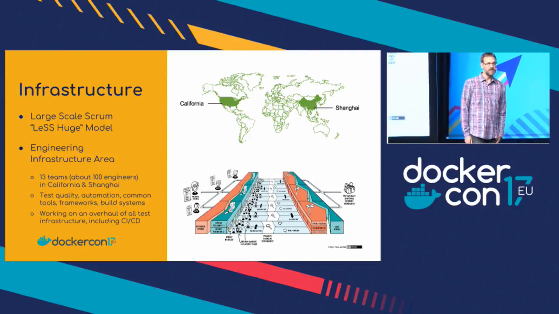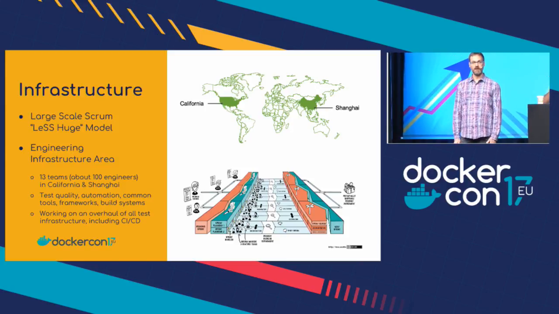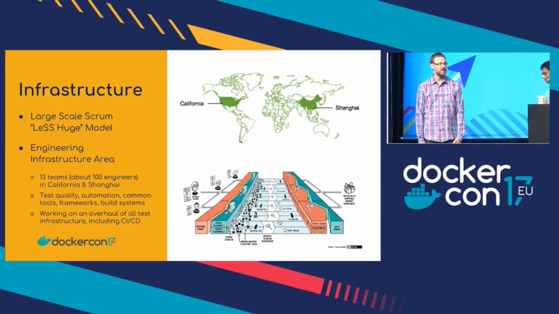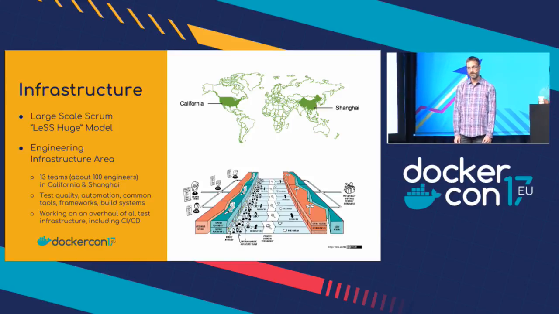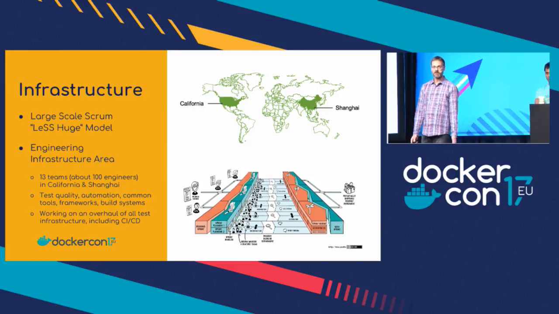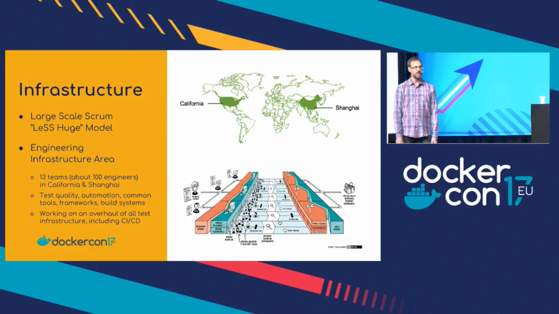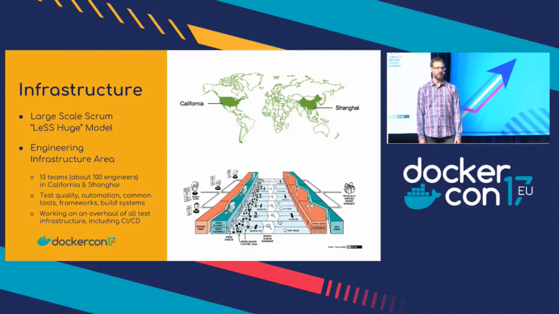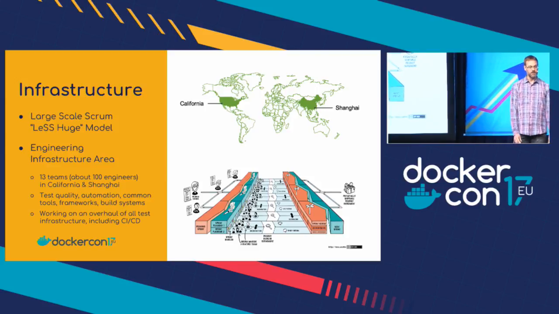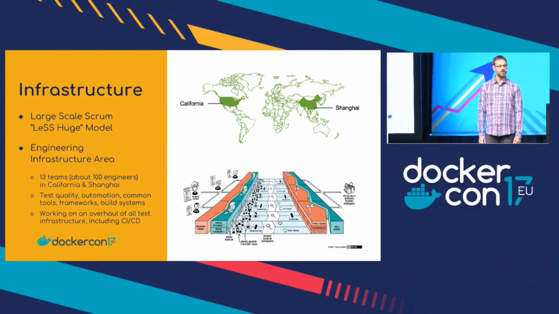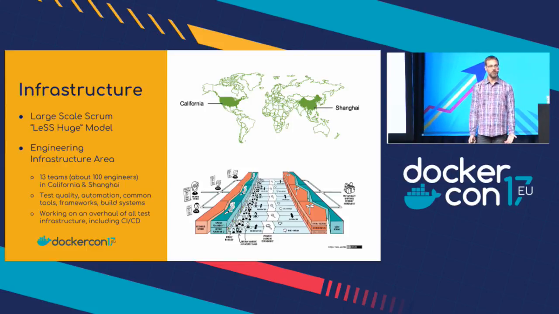Splunk helps our 14,000 customers in over 110 countries analyze their machine data to deliver operational intelligence for security, IT, and their business. Splunk started out several years ago as a search tool for log files, but it's since expanded into many different use cases involving many different types of data. Splunk's products organization follows what we call the large-scale Scrum model, and as area owner for engineering infrastructure, it's my role to manage the backlog and priorities for 13 mission teams located in California and Shanghai. We're currently focused on test quality, automation, common tools, frameworks, and build systems, and we're working on a revamp of our overall test infrastructure, including CICD.